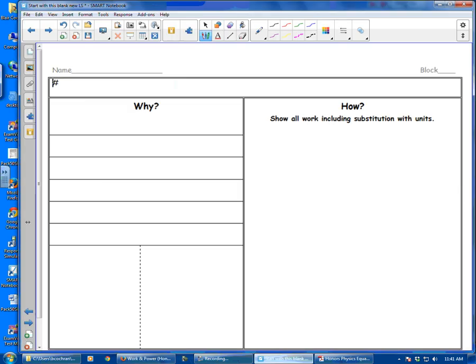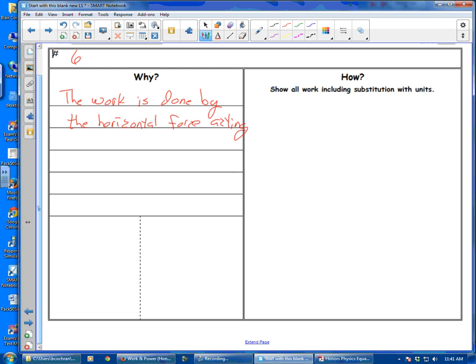Right off the top, in number 6, the work is done by the horizontal force acting through the horizontal distance.